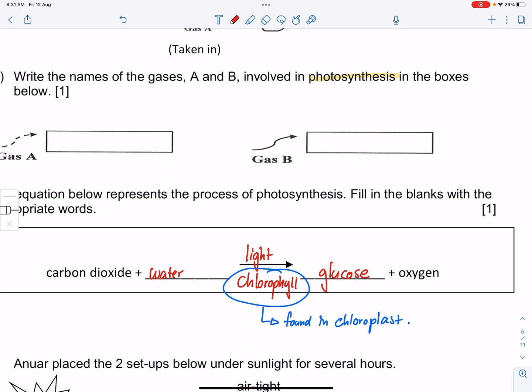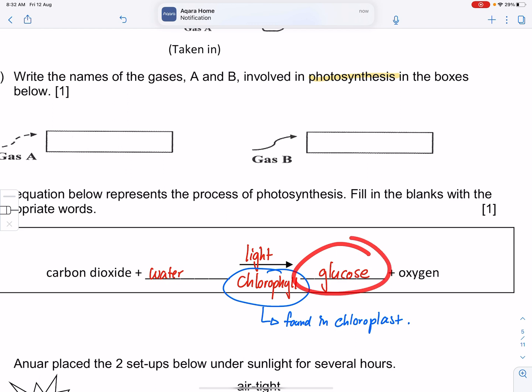Now, some of you have written sugar. That's fine, because glucose is a type of sugar, and I will give it to you correct. But take note, once you reach secondary school, sugar is not accepted. You have to use glucose. Okay? So what happens is this glucose is what is needed for respiration. So you will find that the word equation for respiration and photosynthesis are the exact opposite, which is what I will show you later on towards the end of this tutorial.